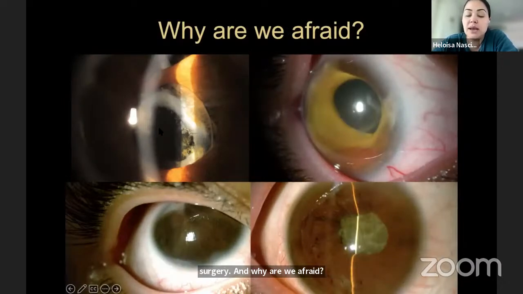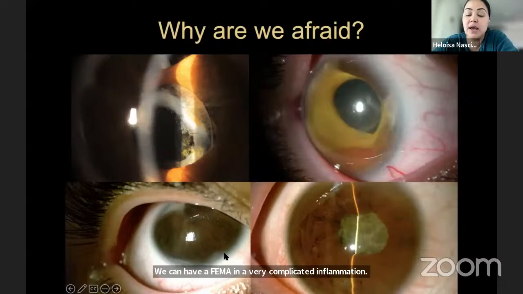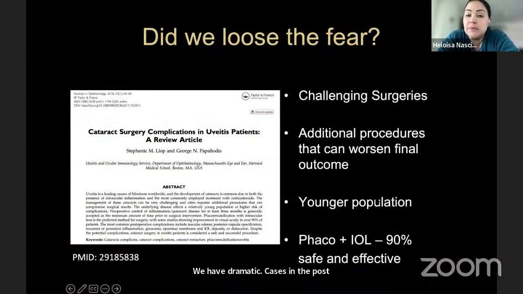Because we have many additional complications in patients with uveitis. So we have lens capture in many uveitis cases, especially JIA. We can have hyphema and a very complicated inflammation. We have dramatic cases in the postoperative phase. And that's why we need to be really careful in this indication.